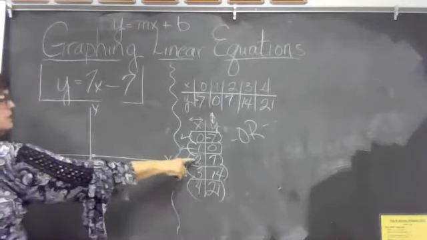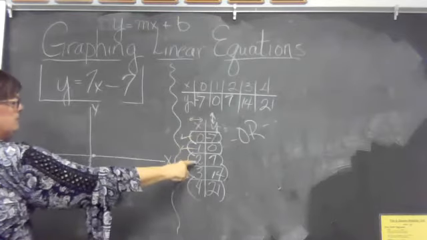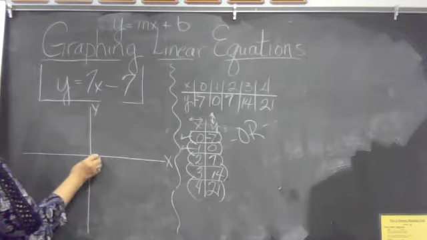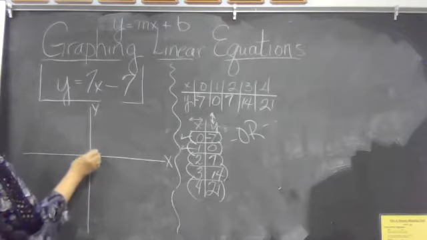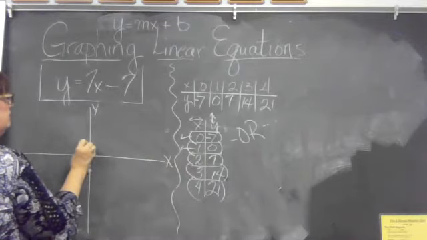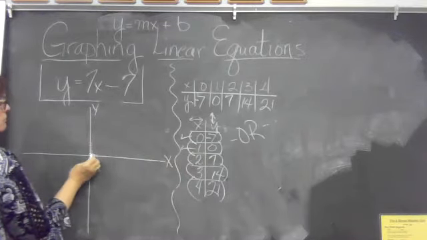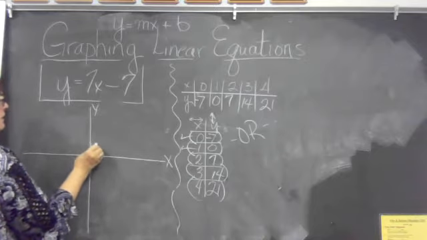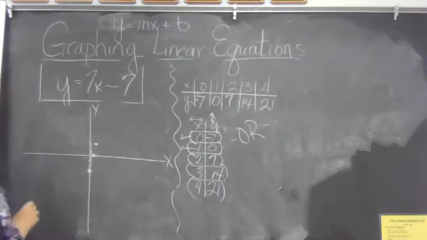Now this says to go horizontally plus 2. So here's 1, 2. And from here, I need to go up 7: 1, 2, 3, 4, 5, 6, 7. So 1, 2 horizontally, and then up 7 gives us this point.